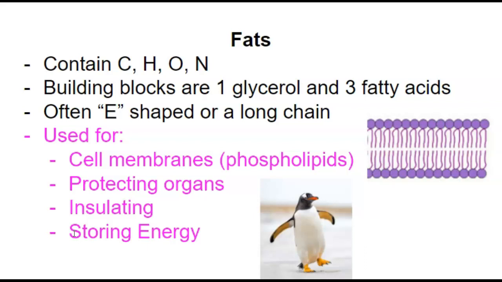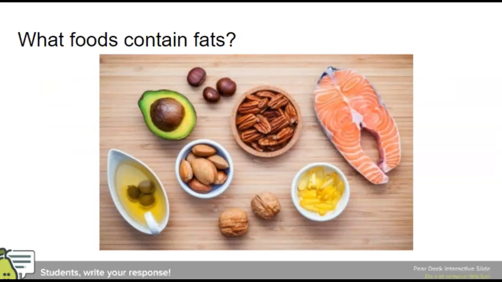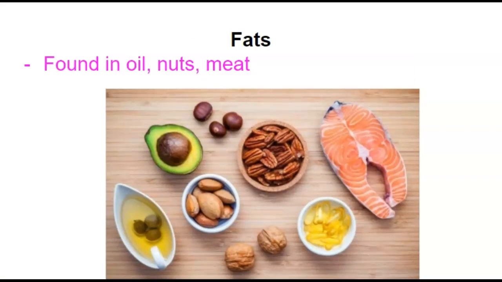Back in, I like to talk about cavemen days, they didn't know when their next meal was going to be. And so they needed to have storage reserves of fat in their body in case they didn't get a meal right away. So if we take a look at what foods contain fats, we've got lots of different foods. We all know that fried foods contain fats. Nuts, oils, butter, avocado, salmon. So you can go ahead and write some of those on your notes packet or your notebook.